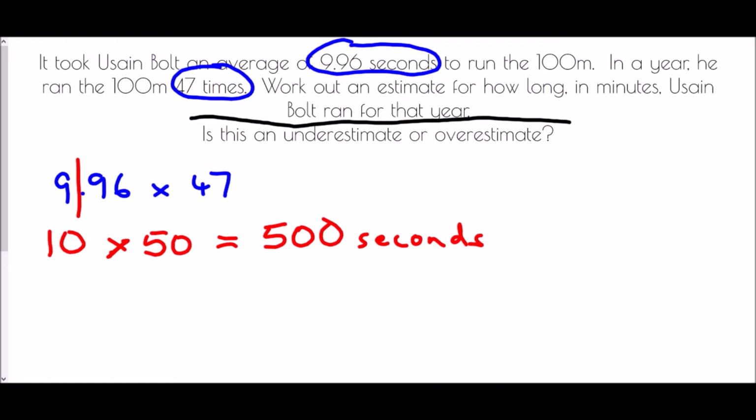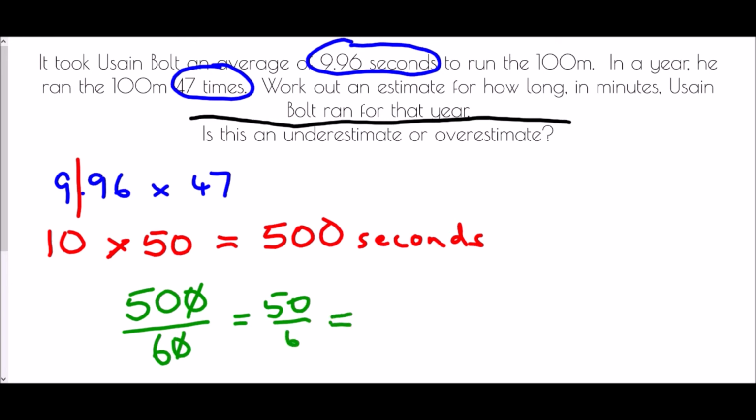Now, the question was how long he ran in minutes. So we do need to do an extra little bit of calculation here. We need to turn the seconds into minutes, which means we need to divide by 60. And so 500 divided by 60, well, we can take off a 0. We've got 50 divided by 6. And if we half both of those numbers, we have 25 over 3. And so we have 8 and 1/3 minutes.